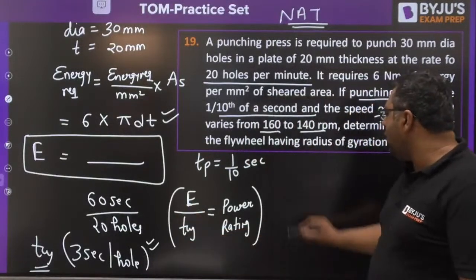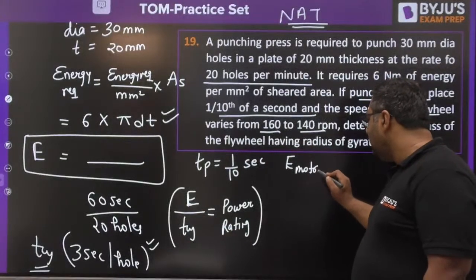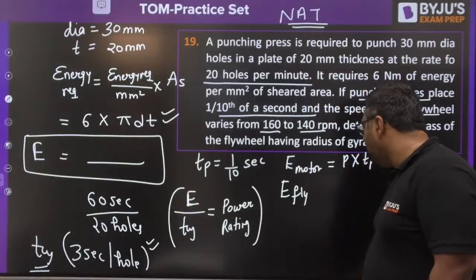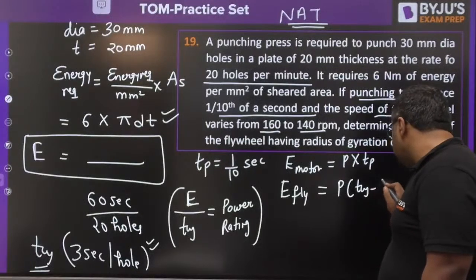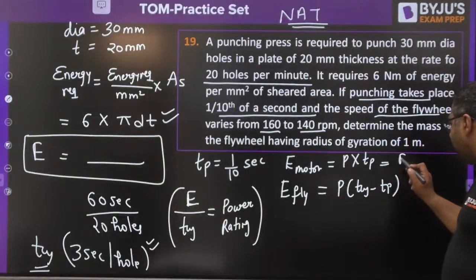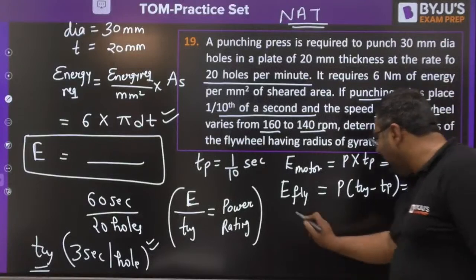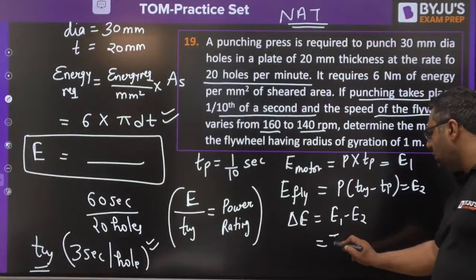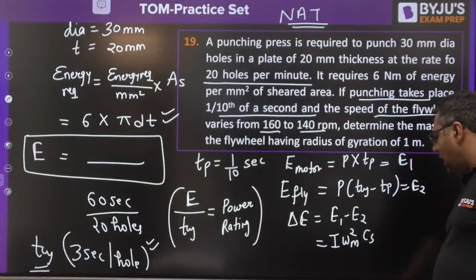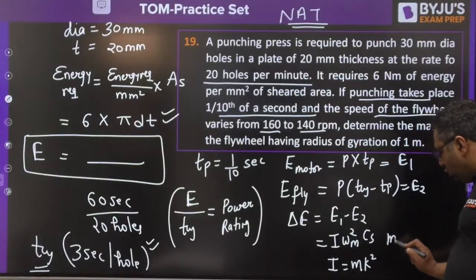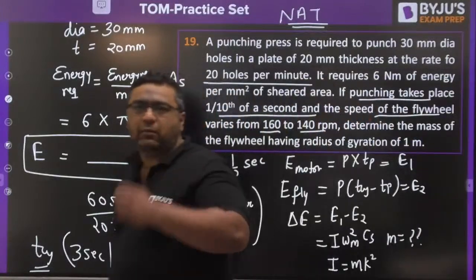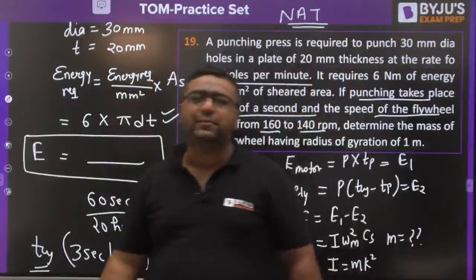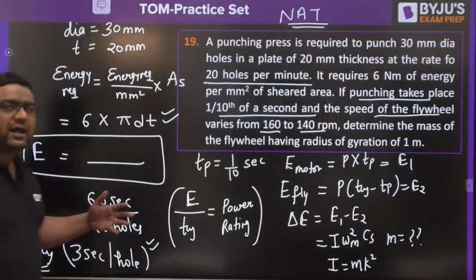Okay. So my dear, now the energy provided by motor during punching time is power rating into punching time. Energy provided by flywheel during cutting time is power rating into cycle time minus punching time. And you can see this is energy 1, 2. And delta E would be coming out to be E1 minus E2. And this is nothing but I omega mean square CS. I is mk square. You need to find out mass of flywheel. This is a kind of conventional problem. I can understand when these types of questions come, people feel, what is this? But guys, such questions can definitely come in GATE. They can ask you some one part of this question rather than asking it complete.